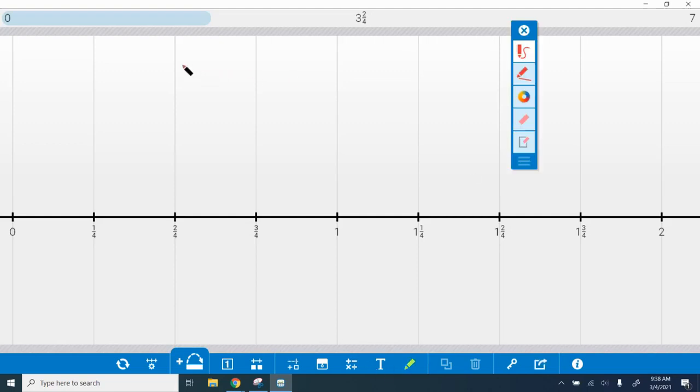All right, so we're going to take a look at the problem 3/4 divided by 1/2.